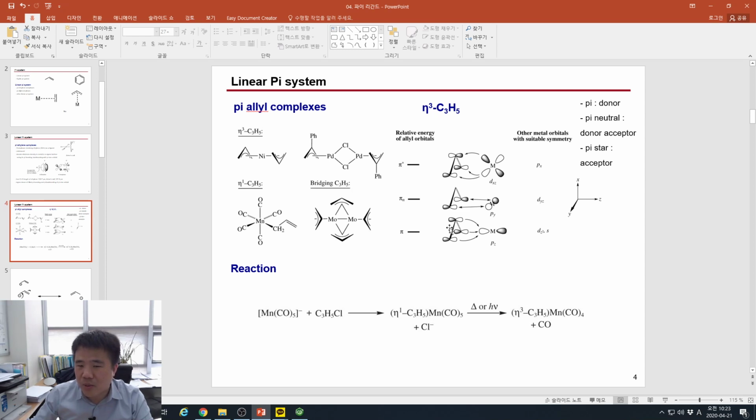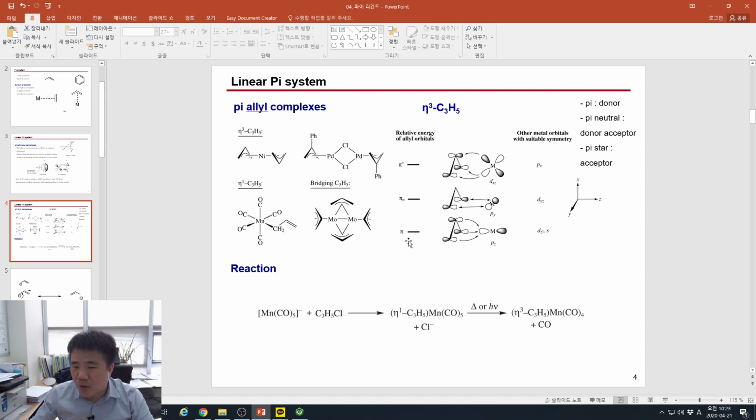So pi is where all p orbitals are in the same direction. So black, black, black, white, white, white. All p orbitals overlap each other. Pi nonbonding has one node, and pi star has two nodes.